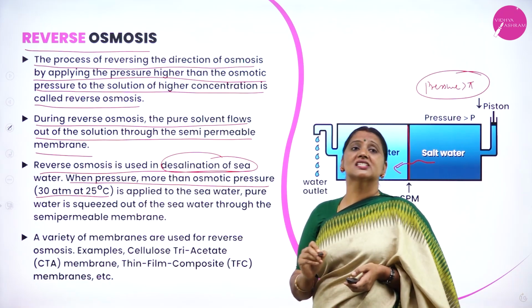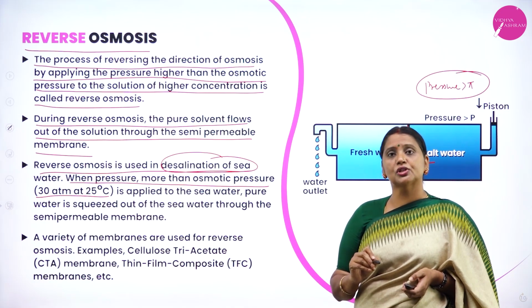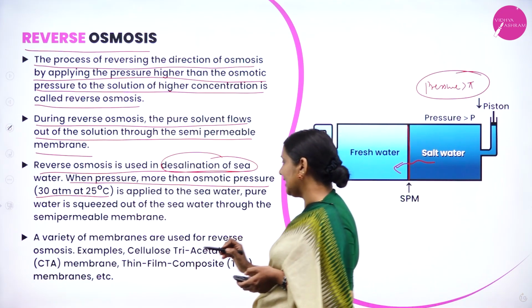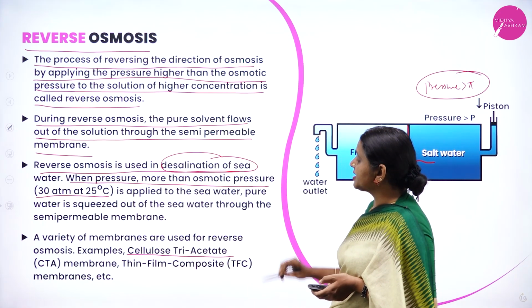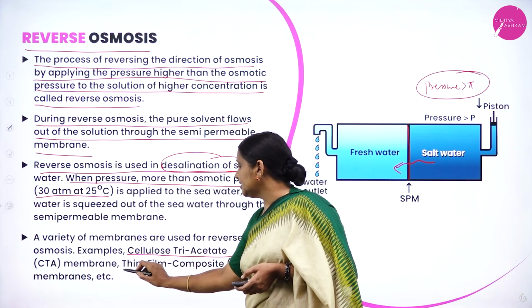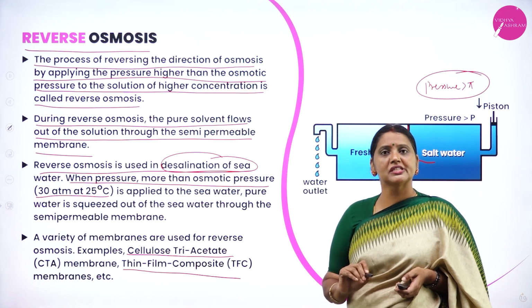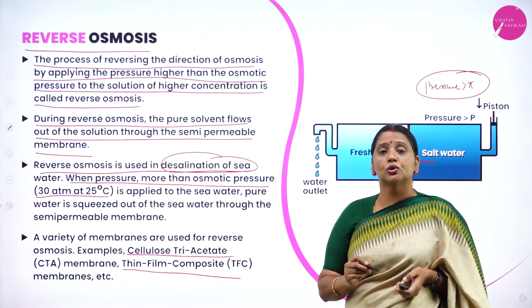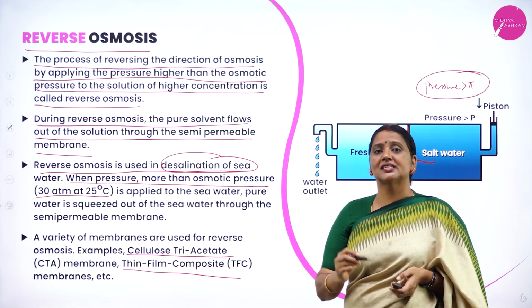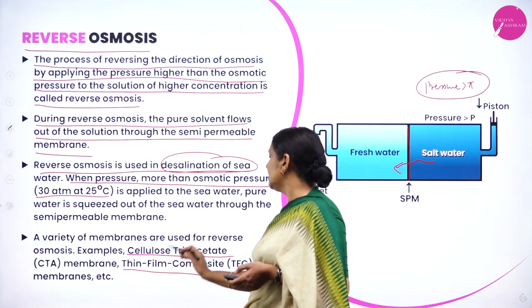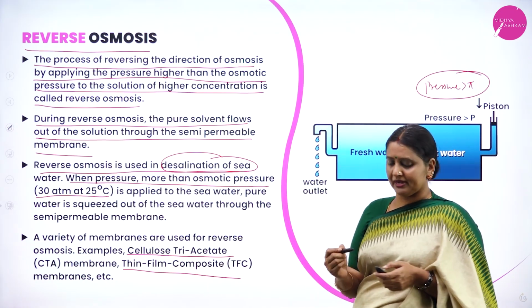But in the case of reverse osmosis, common semi-permeable membranes are not used. We have to use special semi-permeable membranes like CTA, cellulose triacetate, and the thin film composite membrane, TFC.